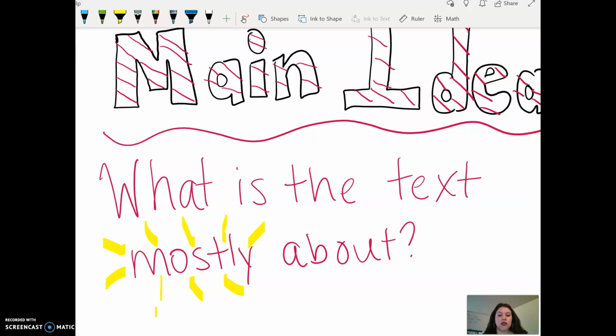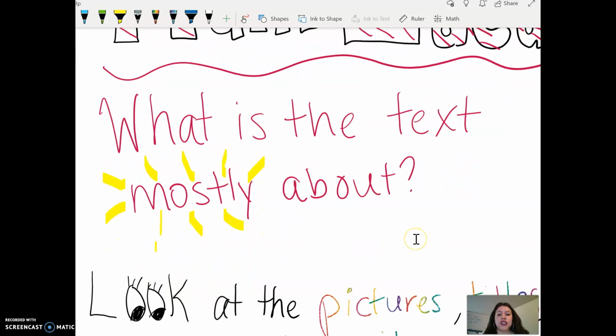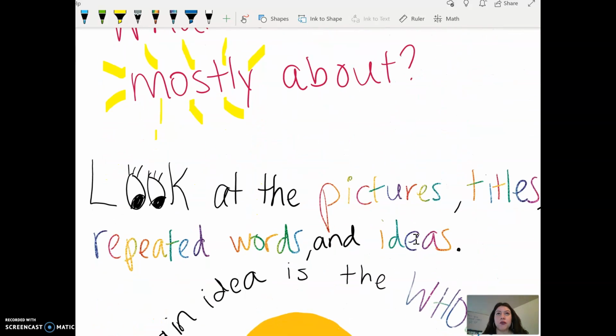So how do I do that? Well, I need to make sure that I'm looking at the pictures. Remember, we looked about how special those pictures were. I'm looking at the title of each chapter, and I'm looking for repeated words and ideas. Sometimes they might say some stuff over and over again, and that's because they're giving you a hint that that's what the main idea is. That's what the entire story is about.